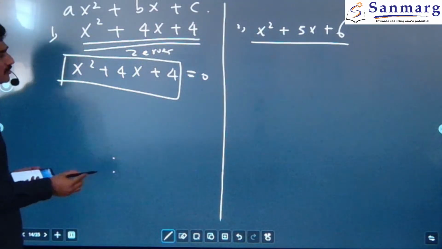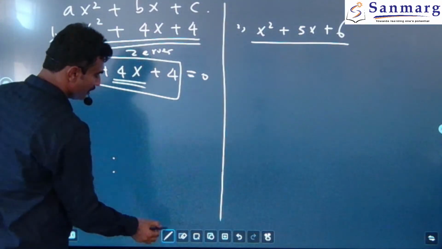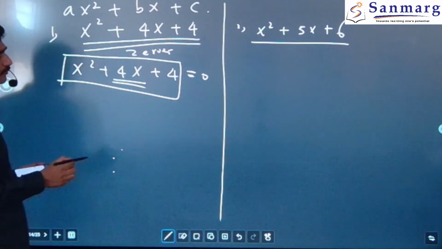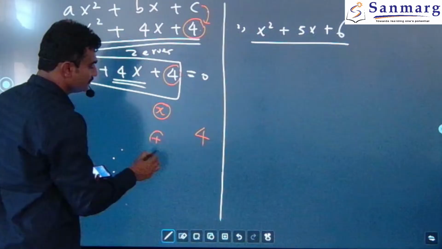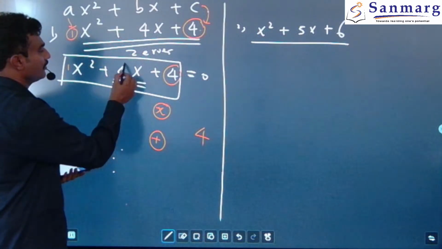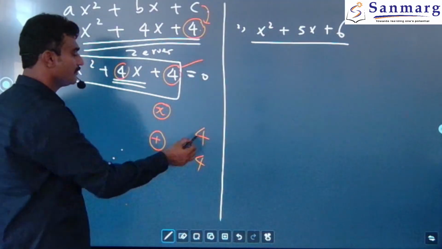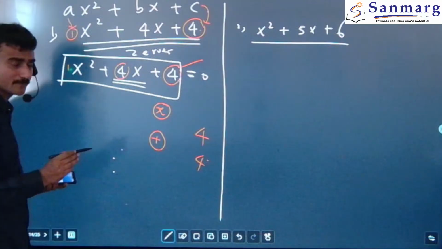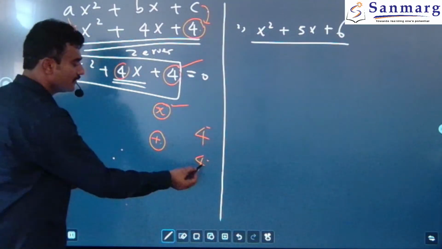Okay. So next we have to split the middle term. For example, what is the middle term? That is 4x. To split the middle term, we need two numbers: when we multiply, the number should be 4, and when we add, then also it should be 4. What are the two magical numbers?